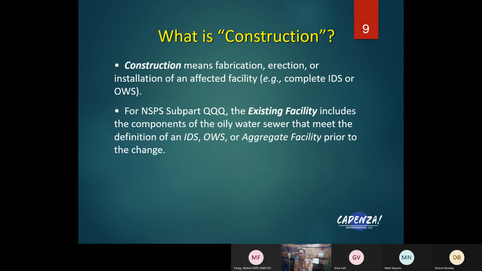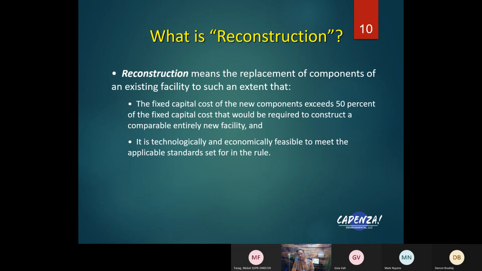So what is construction? I had mentioned if you change some modification or construction, you can trigger QQQ. Construction means the fabrication, erection, or installation of an affected facility. So for NSPS QQQ, an existing facility includes the components of an oil water sewer that meet the definition of an individual drain system, oil water separator, or the aggregate facility prior to the change. Reconstruction means the replacement of components of an existing facility to such an extent that the fixed capital cost of the new components exceeds 50% of the fixed capital cost that would be required to construct a comparable, entirely new facility. So this essentially is saying that if you reconstruct it, you're going to be triggering QQQ and you have to bring it all up to standards.